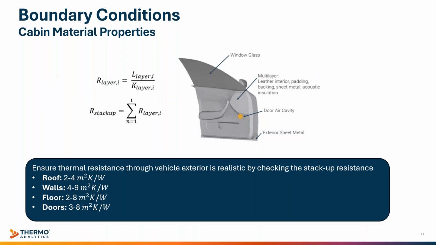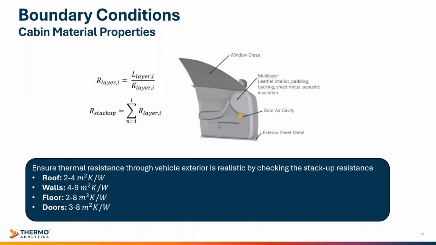Once we've done all of our geometry prep, we're ready to actually set up the model. A mistake that we often see people make when setting up their cabin is not having an appropriate thermal resistance through the vehicle walls, roof, floor, or doors. Too low resistance will cause too much of the heating or cooling energy from the HVAC system to leave the cabin, and too much resistance will cause not enough energy to pass through to the environment.